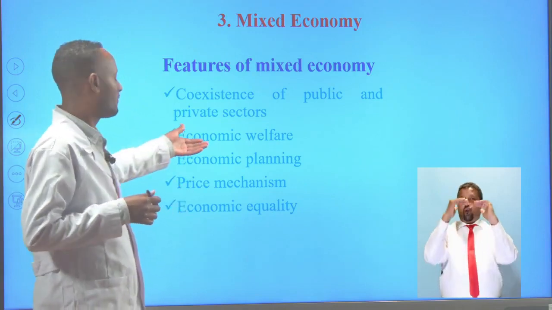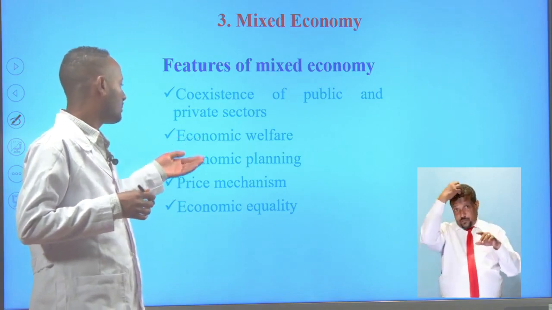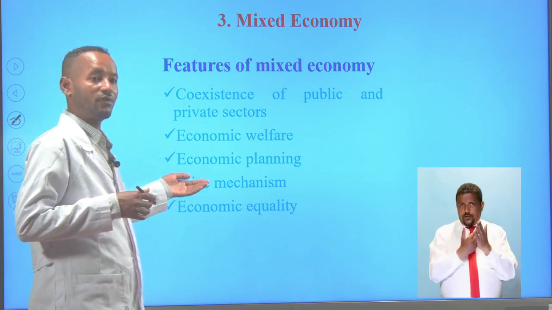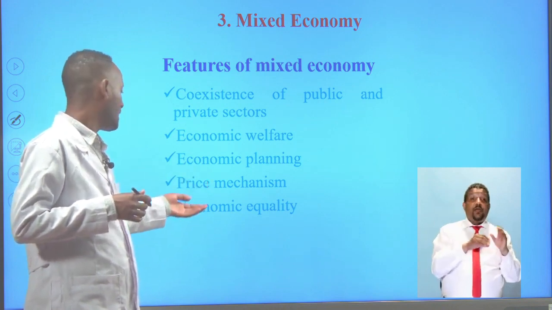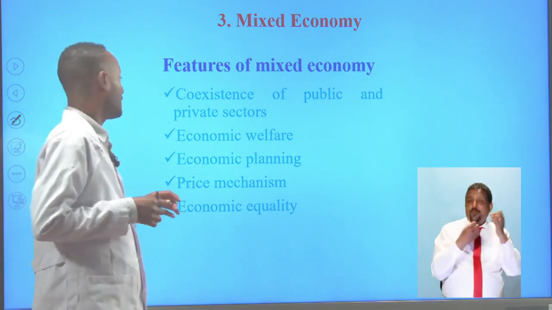The economic welfare is from the command economic system. The economic planning is from the command economic system. The price mechanism is from the capitalist economic system, and the economic equality is from the command economic system.